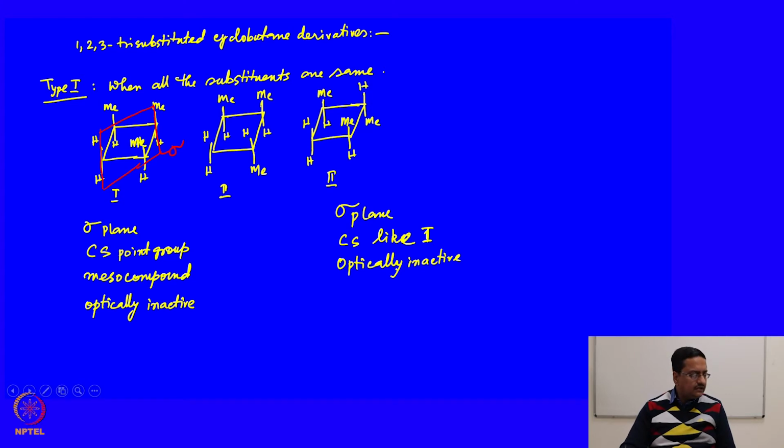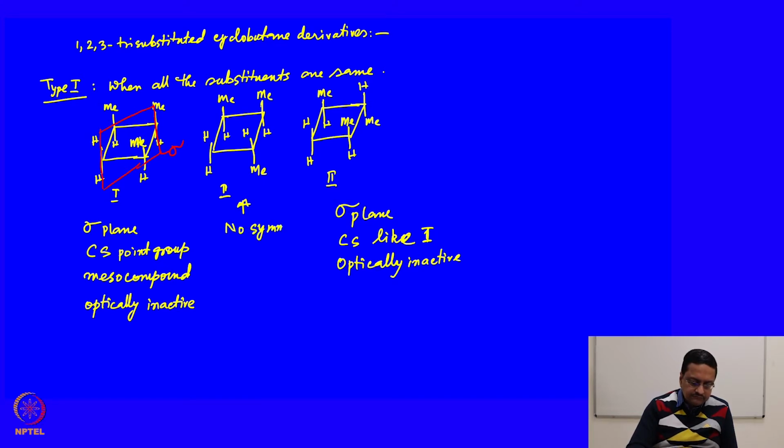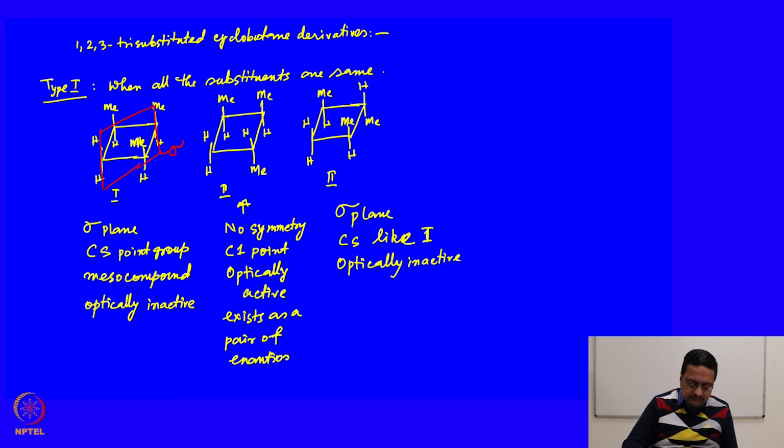But when we look at compound number 2, this compound does not have any symmetry. Therefore, this belongs to C1 point group, and hence it is optically active and exists as a pair of enantiomers. Right?